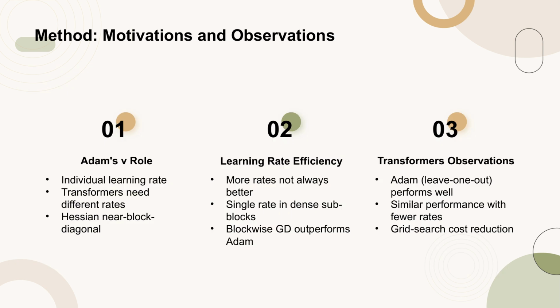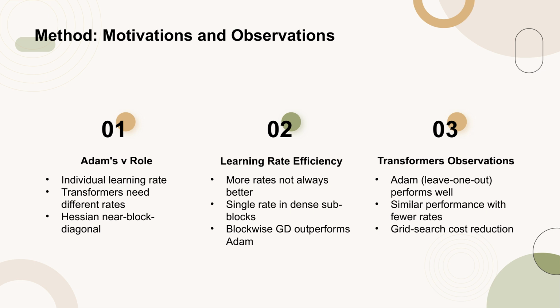The authors investigate the role of Adam's V, which provides an individual learning rate for each parameter. Recent findings suggest that transformers need different learning rates for different blocks due to the near-block diagonal structure of the Hessian. However, Adam assigns individual learning rates to each parameter, raising the question of whether this is necessary. Through experiments on generic optimization problems, the authors find that more learning rates do not necessarily bring extra gain. For transformers, they observe that similar or better performance can be achieved with fewer learning rates, indicating potential savings in computational resources.